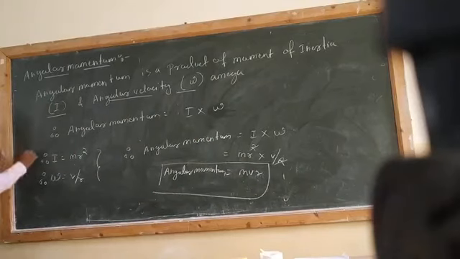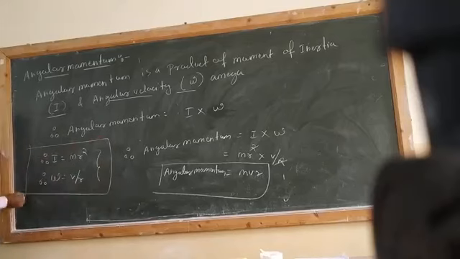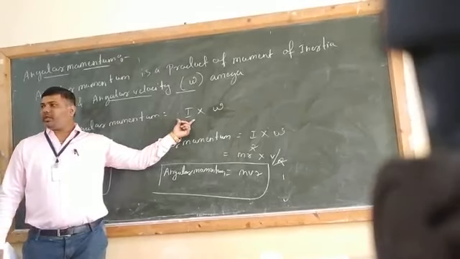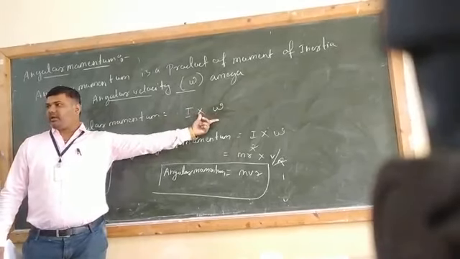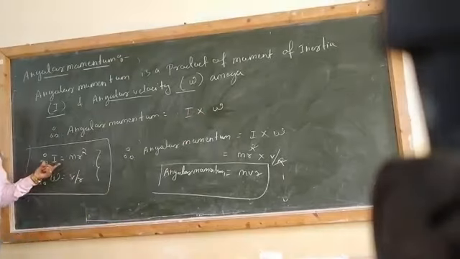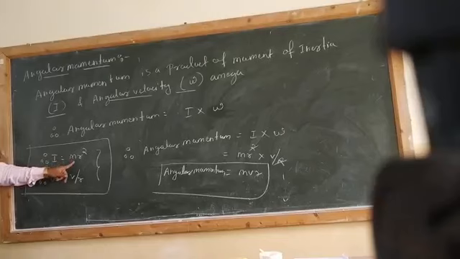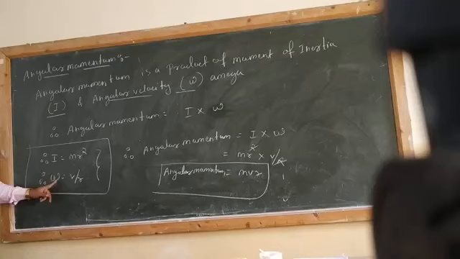So how did we prove this mvr? See, angular momentum is the product of what? Moment of inertia and angular velocity, right? So here I is equal to mr square, right? I is equal to mr square, where m is the mass and r is the radius. Therefore, omega is equal to velocity divided by radius.